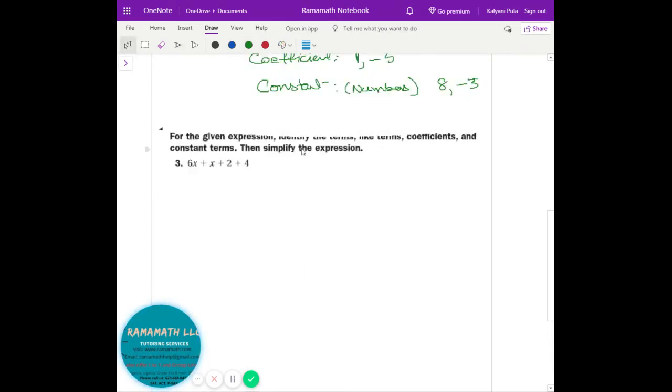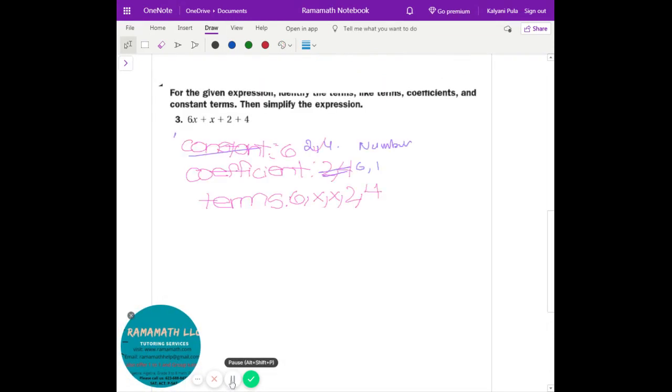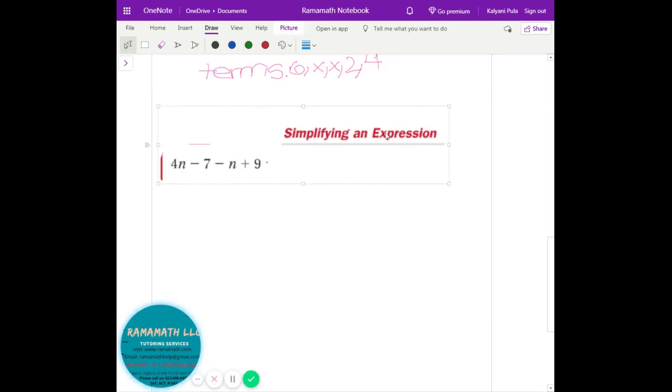Let's find out the coefficients, terms, constants, like terms. That's good. Constants are the ones with no letters, 2 and 4. Coefficient means the numbers in front of the letters. That's 6 and 1. When they ask you to simplify an expression, what you need to do is look for the like terms.